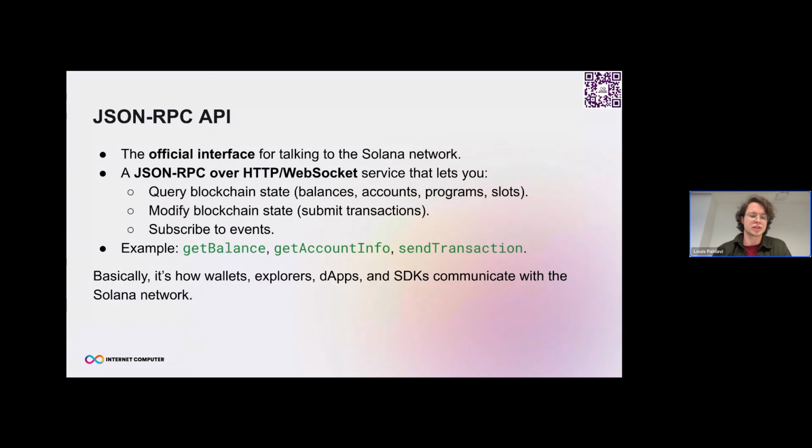This last point is something that's not currently available on the ICP, but the first two are available, as we'll see later. And so some examples of endpoints that are exposed by the JSON-RPC API are get balance to get the balance of an account, or getting the account info, sending a transaction. This interface is basically how wallets, explorers, dApps, and SDKs communicate with Solana.